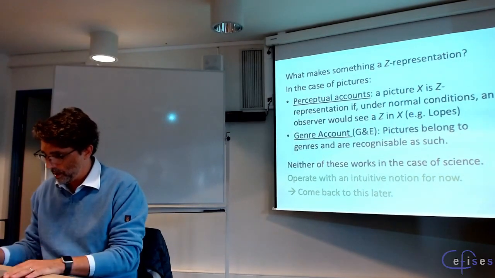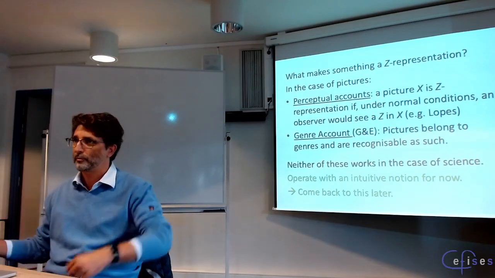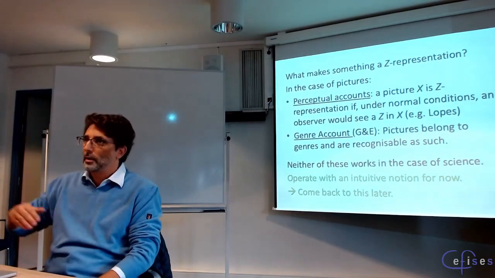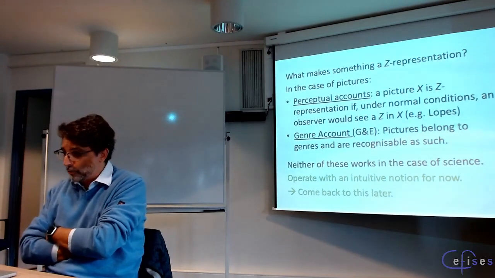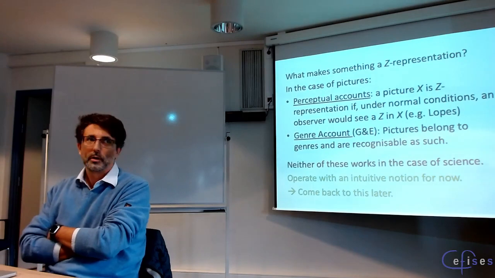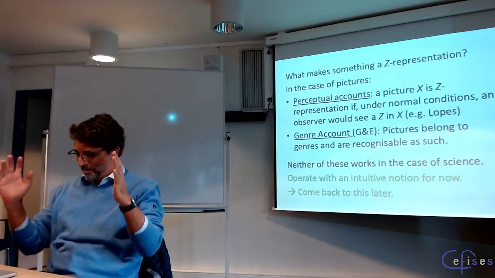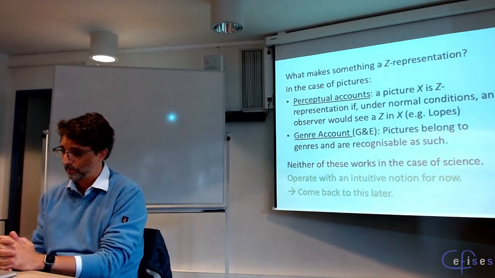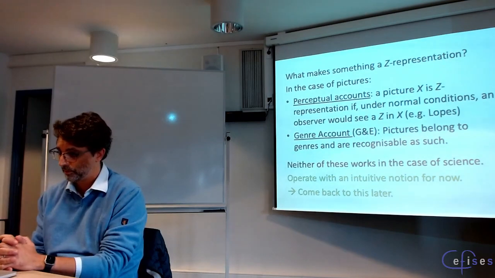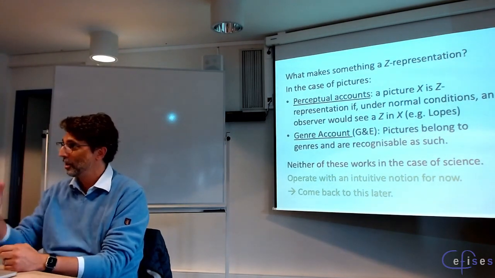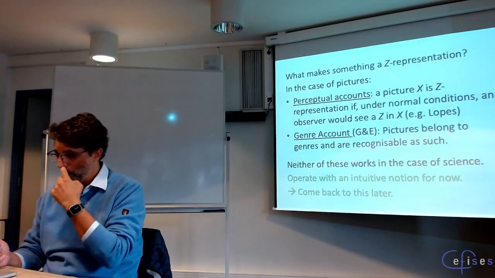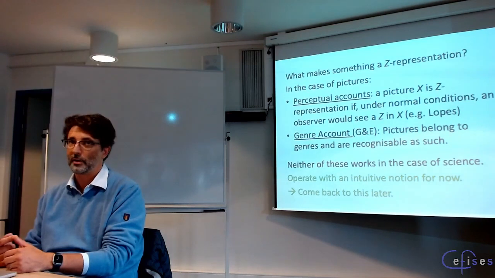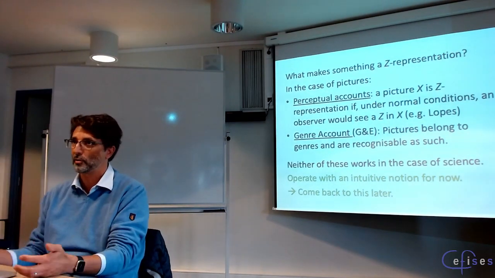But now you will ask immediately, okay, what makes something a Z representation? I've just put up these images and said, that's a box representation or that's a territory representation. That's a very good question and I will come back to it later. In the context of visual representations, that has sparked a huge literature. Entire PhDs are written on it. But boiling it down to the essentials, I think one can say there are two accounts. One is perceptual accounts. Let's say a picture X is a Z representation if under normal conditions an observer would see a Z in X. For instance, Lopes is a proponent of this account. Or Goodman and Elgin have their own genre accounts: pictures belong to certain genres and are recognizable as such. We just do recognize territory representations because we're familiar with the genre.